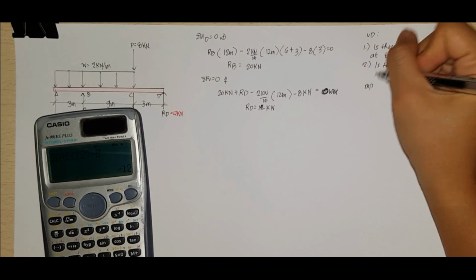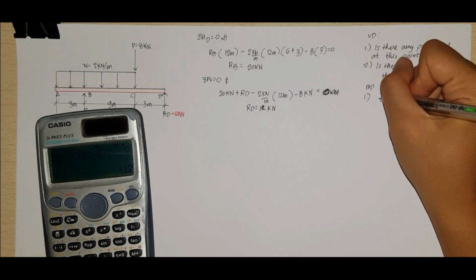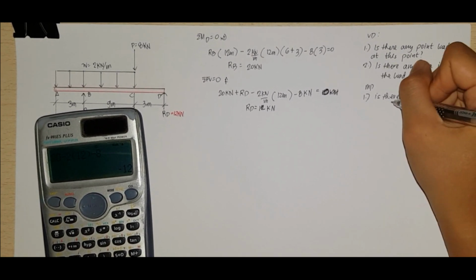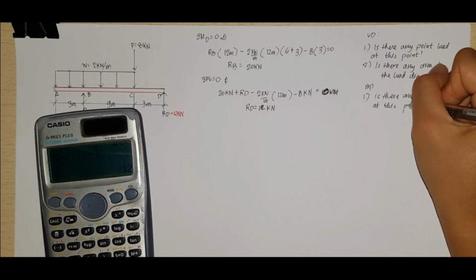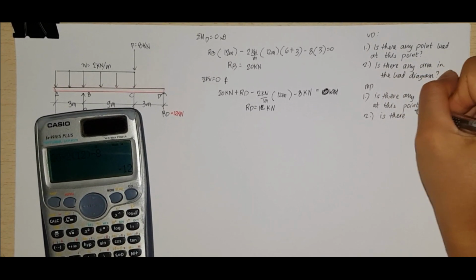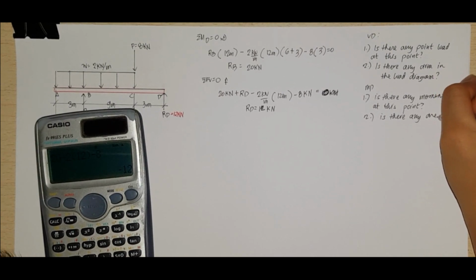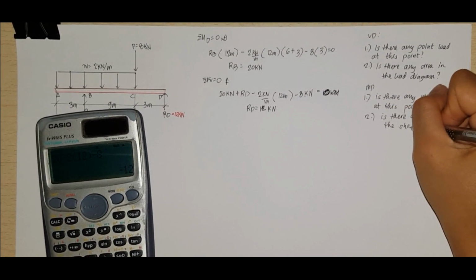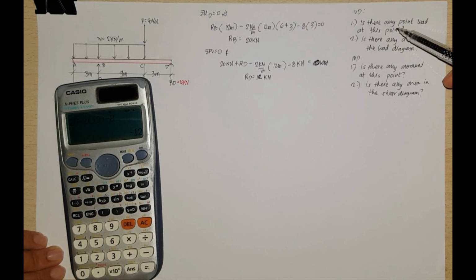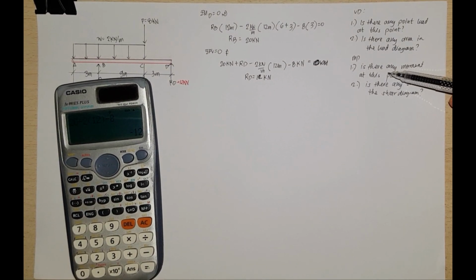And for the moment diagram, we also have two guiding questions, which is, is there any moment or bending moment at this point? And the second guiding question is, is there any area in the shear diagram? So for the shear diagram, these questions define the slope of the shear diagram at a given point that is equal to the load at that point. And so for the moment diagram, it defines here the slope of the moment diagram at a given point is equal to the shear at that point.